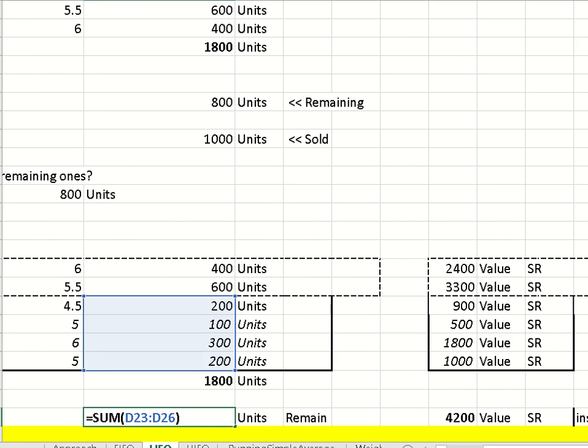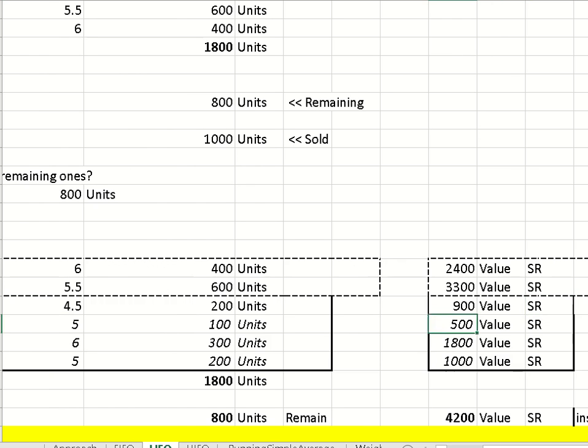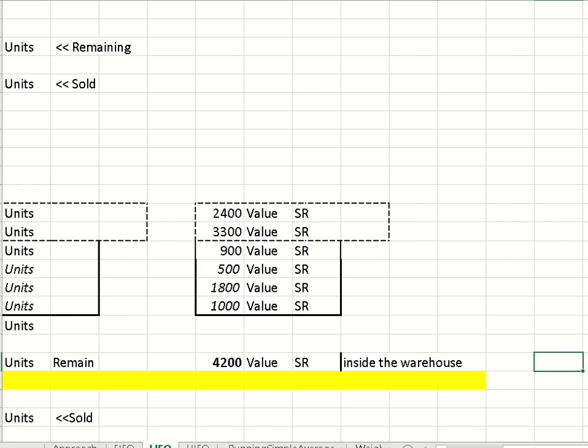If we go F2, that's D2, sum D2 to D26. So these are the remaining units, and you multiply this by the prices, you get 900, 500, 1, 8, and 1,000. So here you have the 4,200 as a value of the items inside the warehouse.